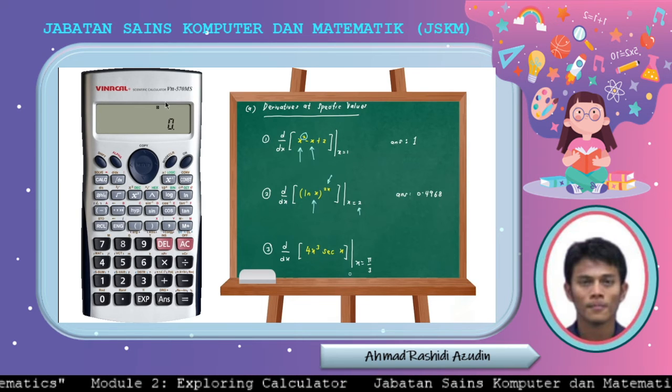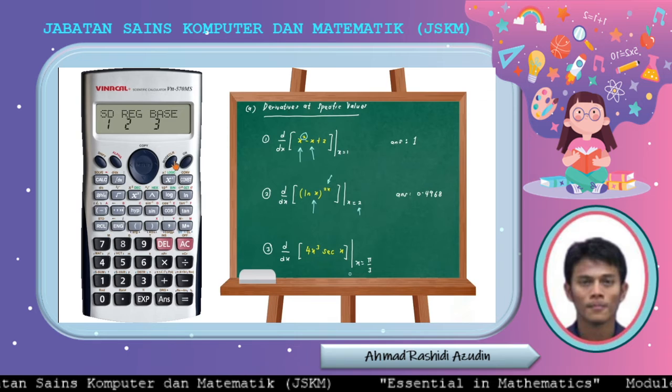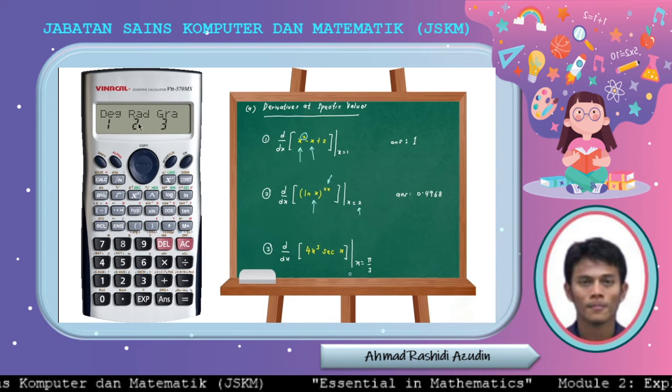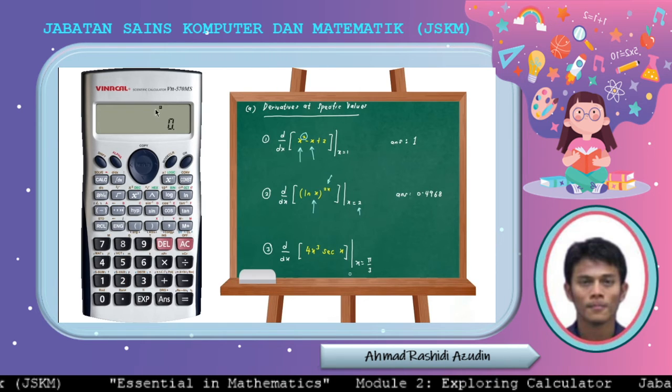So we have to make sure that our calculator here is set in mode radian instead of the mode degree. To change or to set our calculator in mode radian, we need to press this button 4 times. 1, 2, 3, 4. So to activate the mode radian, we press 2. Now the display has changed to R. It means that our calculator is now set in mode radian.